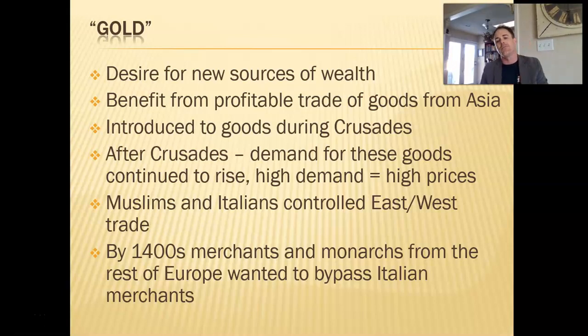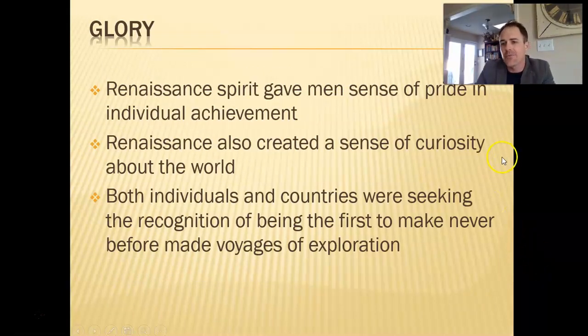And each time the middlemen marked it up, and so by the time Western Europeans are buying these goods, they're quite high. So merchants and monarchs, this very last point, are looking for ways to bypass the Italian merchants, to cut costs. And remember, in the Renaissance, there's this spirit of individual achievement, this sense of curiosity. And so men, and it was almost all men, were really seeking glory, this recognition of being the first to make never-before-made voyages of exploration. This is a new time in Europe. All right, so those are the three G's: God, gold, and glory.